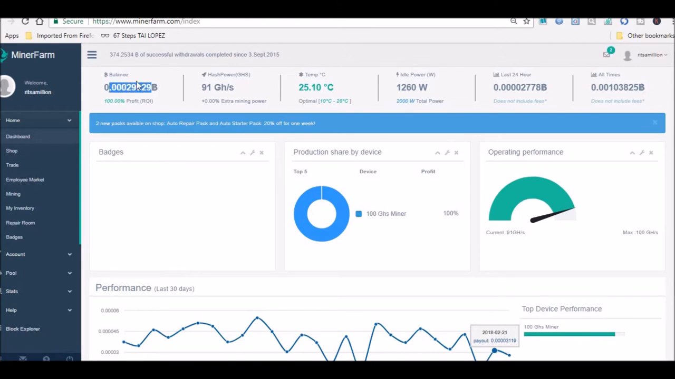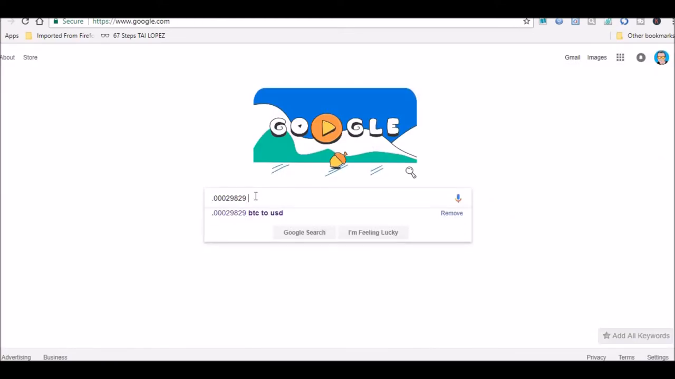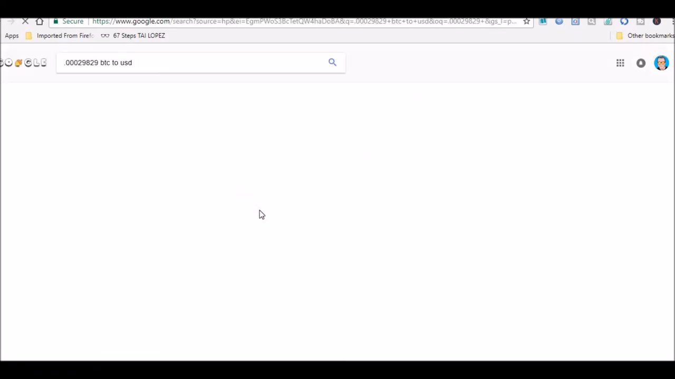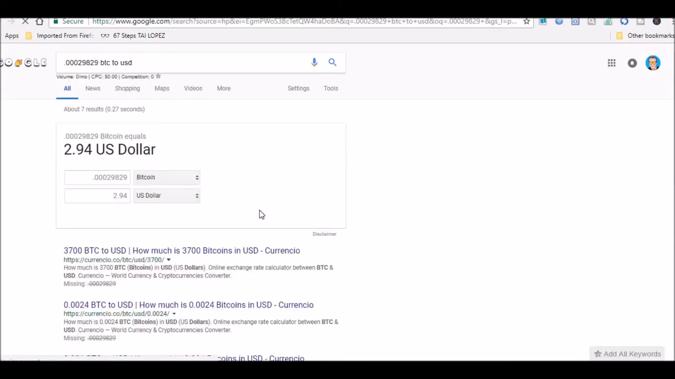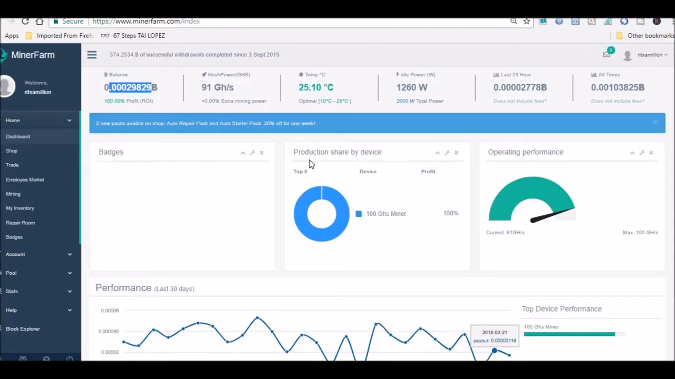This is what I've made so far, my total profit. Try not to laugh here, guys. Almost $3. So I'm guessing over the course of a month, it'll be like 3.25 maybe. But again, it was free for me to join.